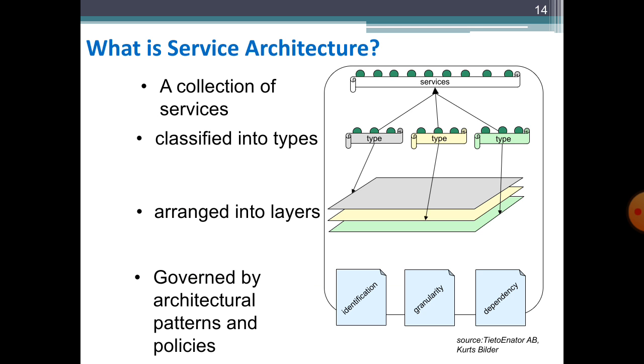These services are classified into different types in layer 2. In layer 2 we have generic services for our end users, who are actually interacting with the system. The user can get different types of services from layer 2. These different types of services are further arranged into layer number 3. So each type of service is arranged into different layers, and at the most bottom layer, all of these layers are governed by architecture patterns and policies. Students, that is all about the service architecture.